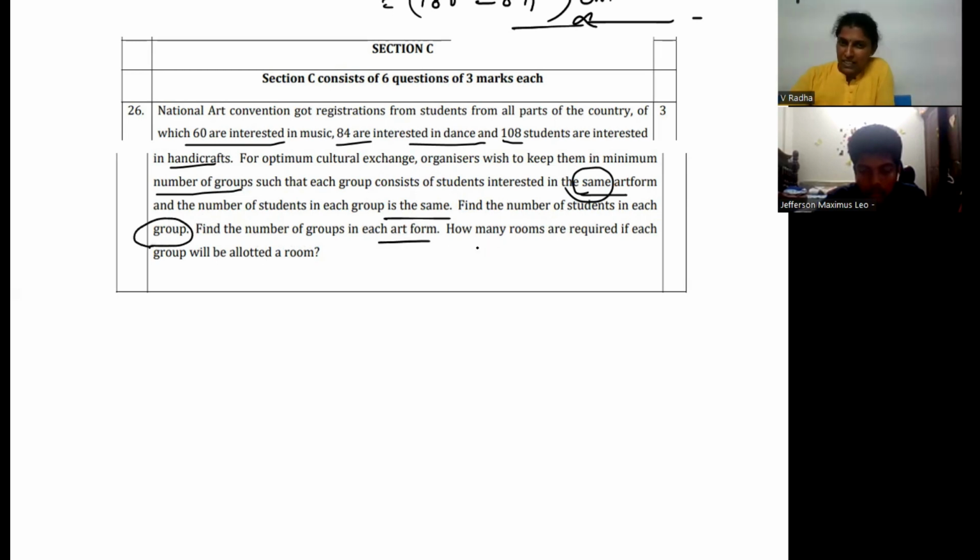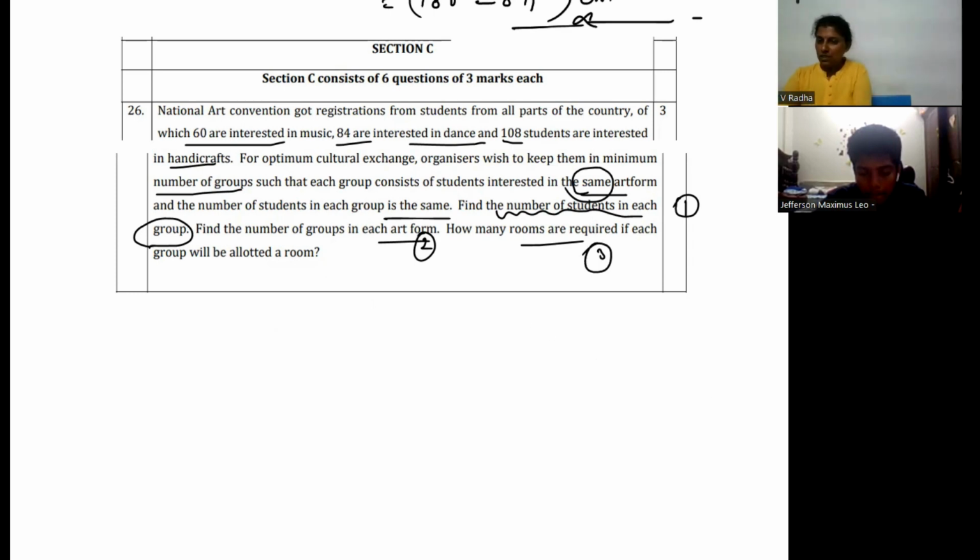How many questions are asking here? This is the first question: number of students in each group. Number 1. Question number 2: number of groups in each art form. Question number 3: how many rooms are required? Okay, so first one, number of students in each group.